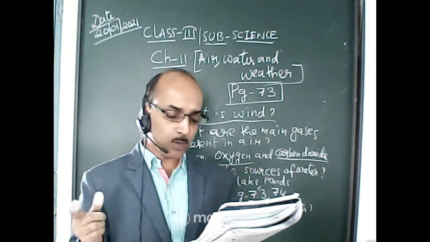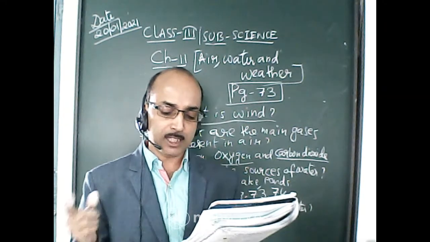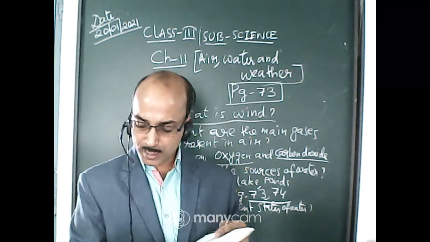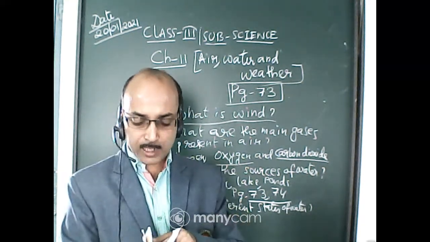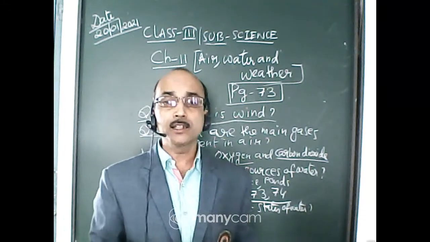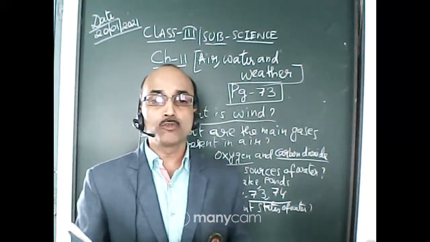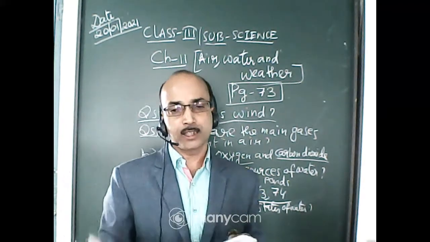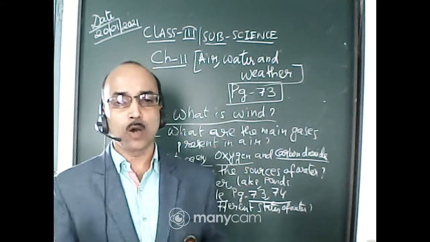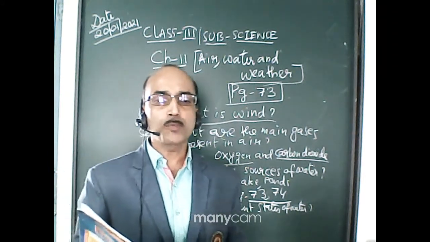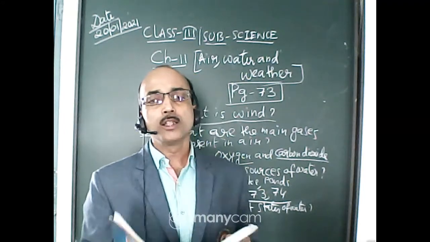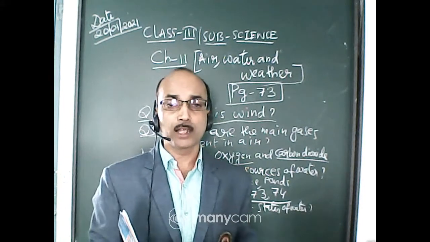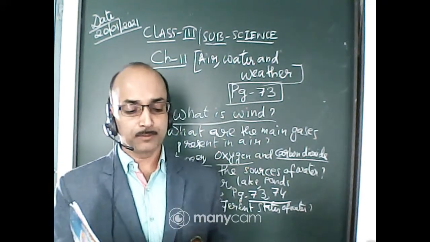Number two, this water vapor rises higher up and reaches up. It mixes with dust and other things present in the air and gets cooled to form clouds. You can change to page number 74 now. So this water vapor rises up, mixes with the dust particles and other things, and then it cools down, and when it cools down it forms drops of water, and these drops of water form the clouds. This is called condensation.